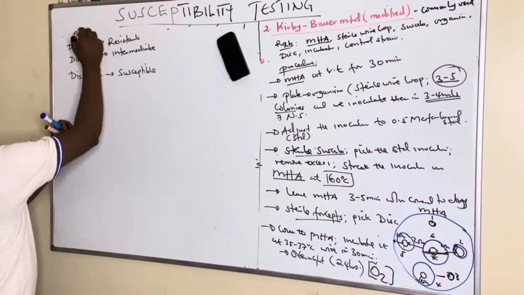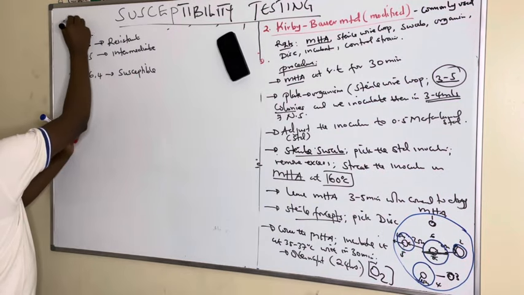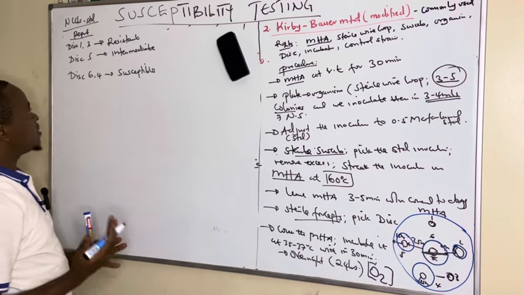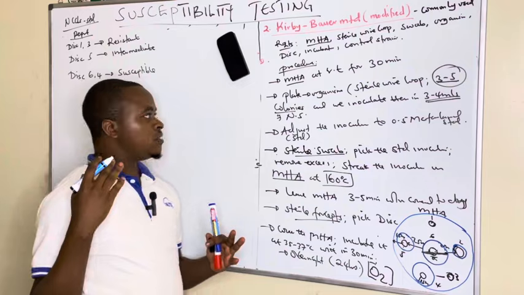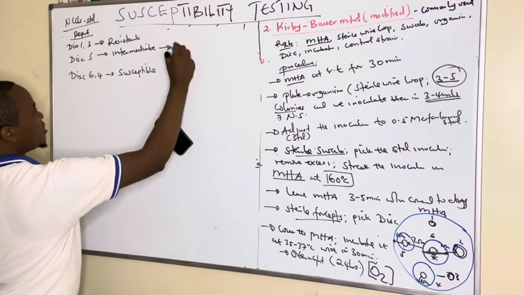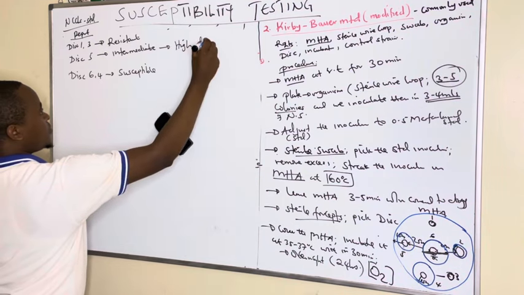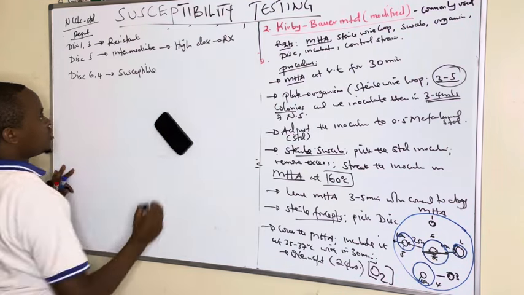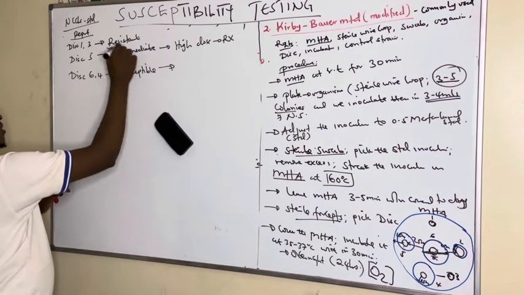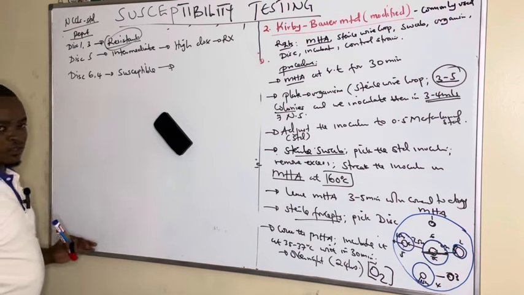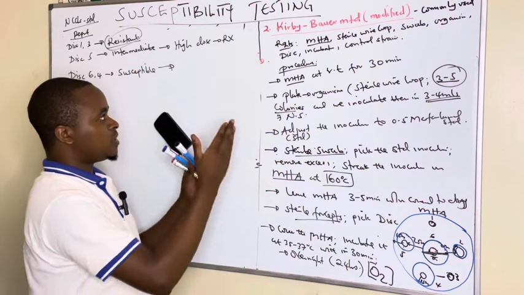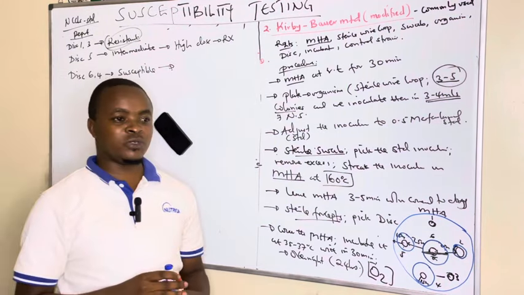To report, we normally compare with the CLSI standard chart to know if this is resistant, intermediate or susceptible. For intermediate, these drugs, if they are used in higher dose, can treat the condition. But these ones are susceptible even at their recommended dose, and these ones are resistant even if given in higher doses, the microorganism cannot respond. So this is the Kirby-Bauer method, which is commonly used.